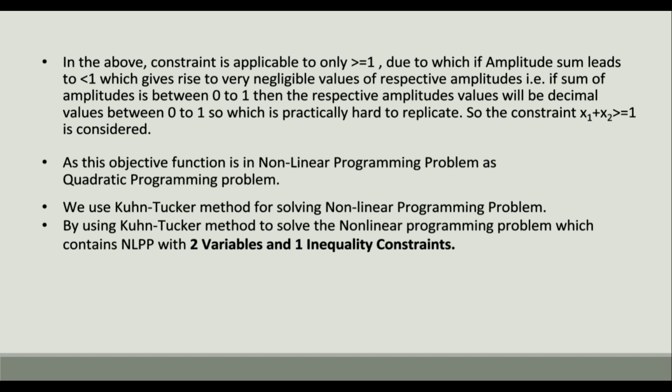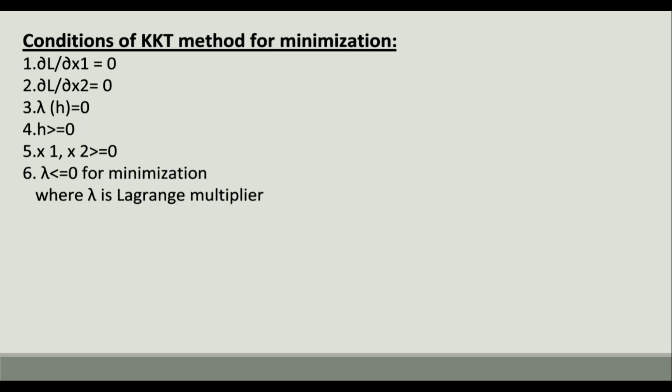So this objective function is a nonlinear programming problem, specifically a quadratic programming problem. In the KKT method, we have conditions to solve these types of nonlinear programming problems. So we use the KKT method to solve the NLPP, which contains two variables and one inequality condition. These will be the conditions for minimization of the objective function. Here the objective is power, so we have to minimize the power of the PAM modulator.